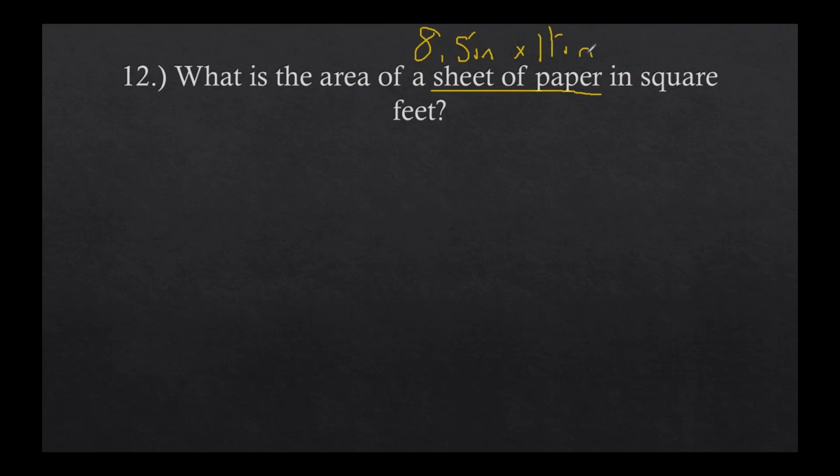Okay, so we want to find the area of the sheet of paper in square feet. Well, the first thing we can do is find the area in square inches. Let's start with that. We just start with 8.5 times 11. What does that give us? 93.5. Very good. So we're at 93.5, and my unit is inches squared. Again, we have 2 inches, therefore it's inches squared.